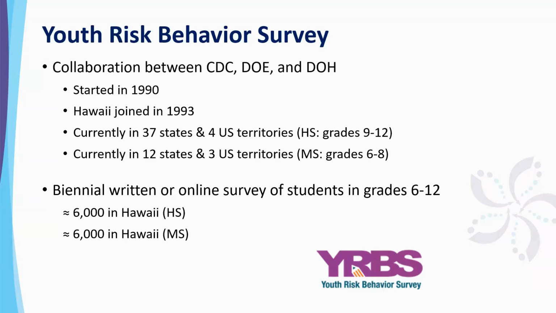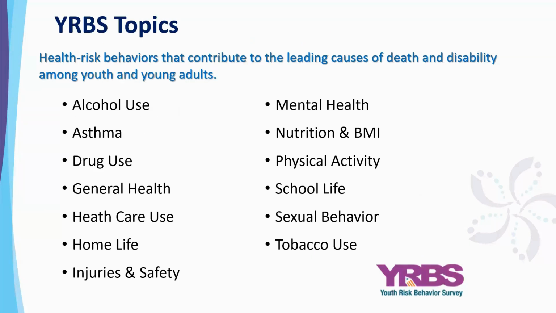It is a confidential, written or computer-assisted survey that's given every other year to public school students in Hawaii. They collect data from more than 10,000 youth each time the survey is administered in the state. So YRBS focuses on health risk behaviors that contribute to the leading causes of death and disability among youth and young adults. So here are some of the health topics that are covered in YRBS. It's a nice complement to the BRFSS, where this is a public health surveillance tool for our youth.